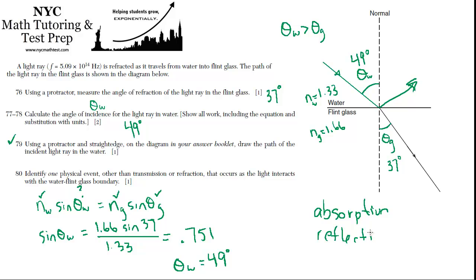And there are other possible answers as well, but these are the two that I think of because the three kind of go together. When you have an incident light ray, it can either reflect, absorb, or refract as it goes through. So hopefully one of those two will stick with you, and that should do it.